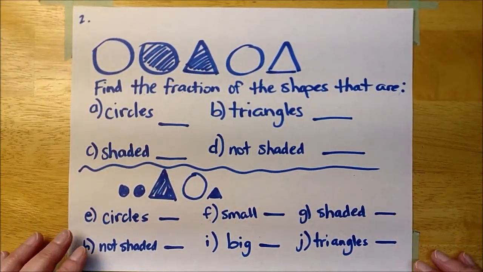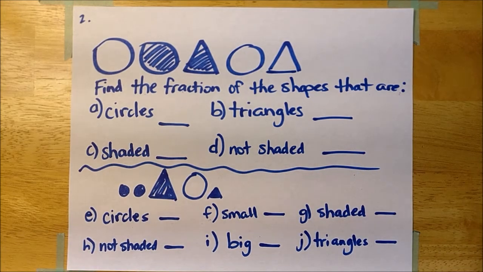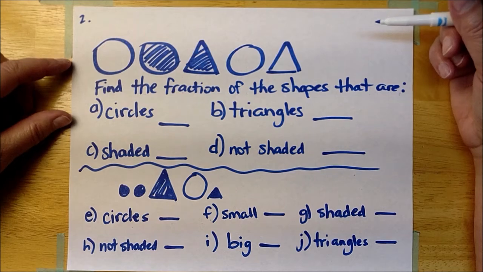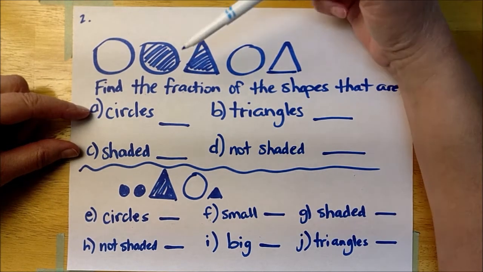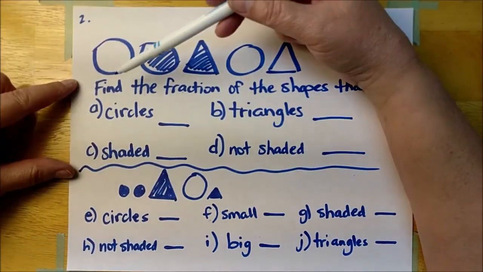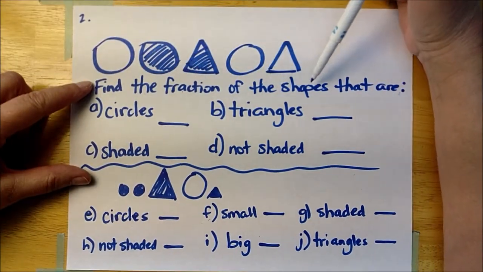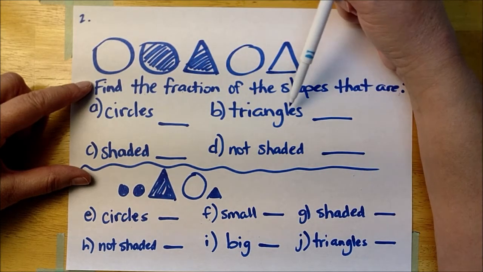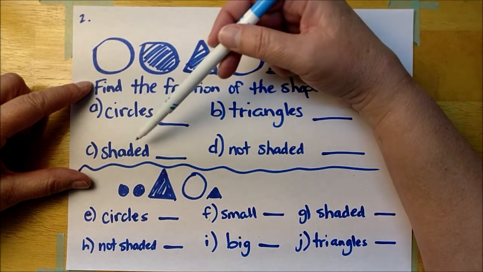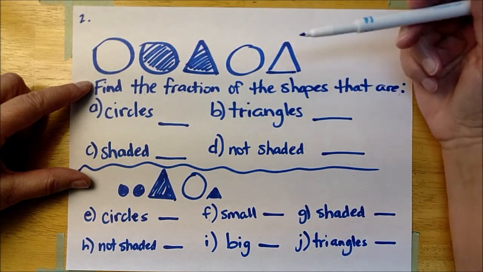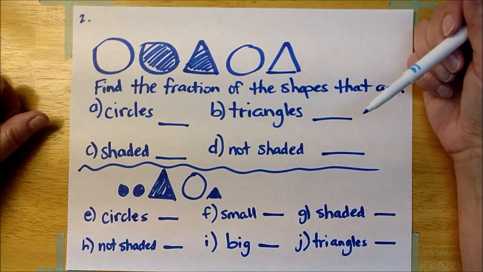Here we have an exercise. I'm going to explain it to you, and then I want you to pause the video and see if you can come up with the answers. Here's your set: circle, circle, triangle, circle, triangle. You need to find the fraction of the shapes that are circles. What fraction of those are circles? What fraction are triangles? What fraction are shaded? And what fraction are not shaded? So pause, figure it out, and then come back.